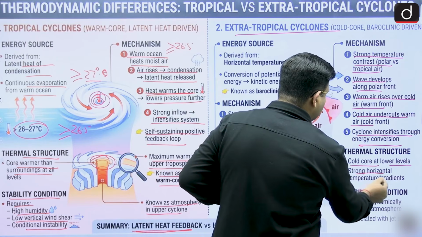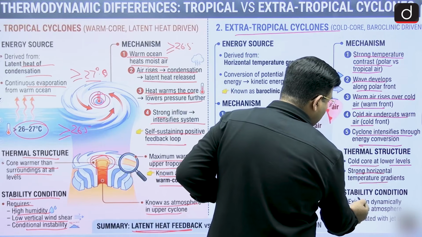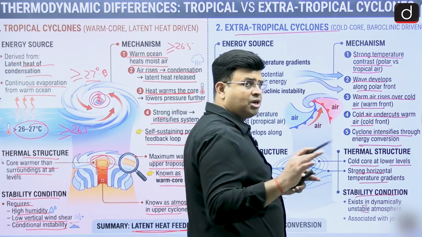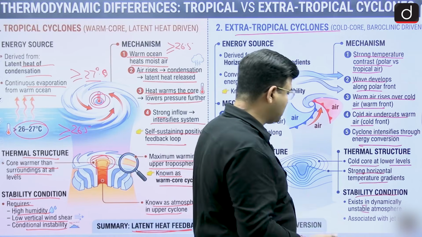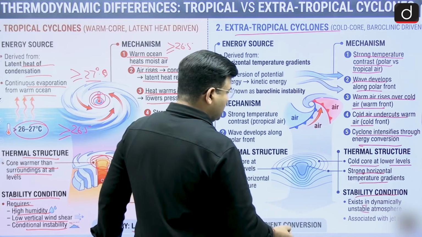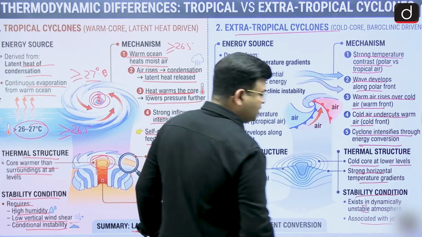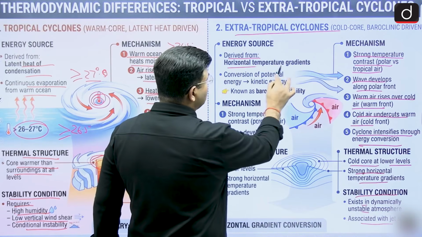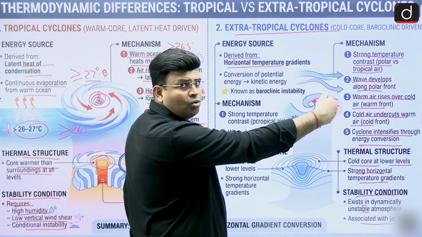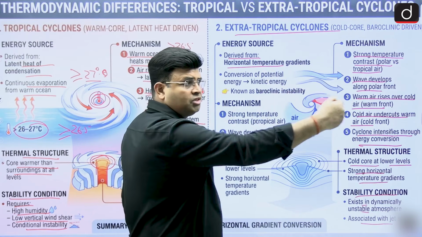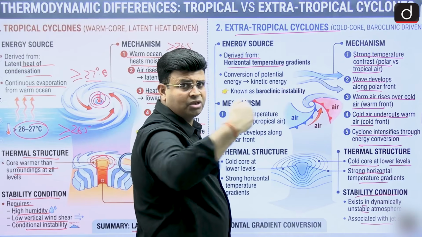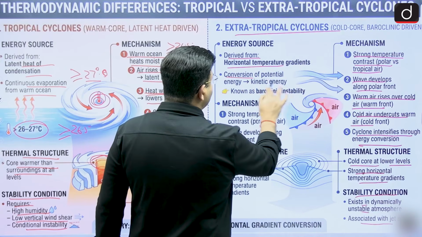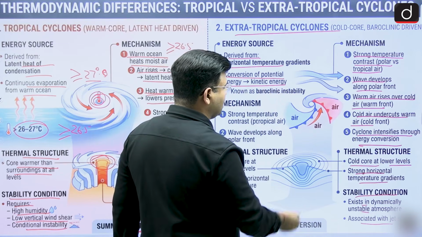So a strong horizontal temperature gradient, you can say. Stability condition exists in a dynamically unstable atmosphere. Stability on the ground, instability above. And it is associated with the polar front jet stream. Here you can see the horizontal temperature gradient: one side is cold air, another is warm air. So there is a lower temperature and a warmer temperature toward the warm side. So, the horizontal temperature gradient, and that helps in increasing the kinetic energy of it.